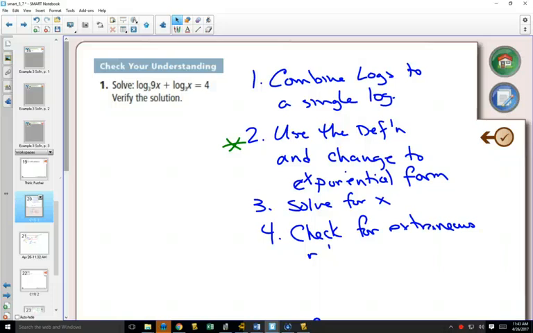Perfect. So we're going to do example 2 now as well.